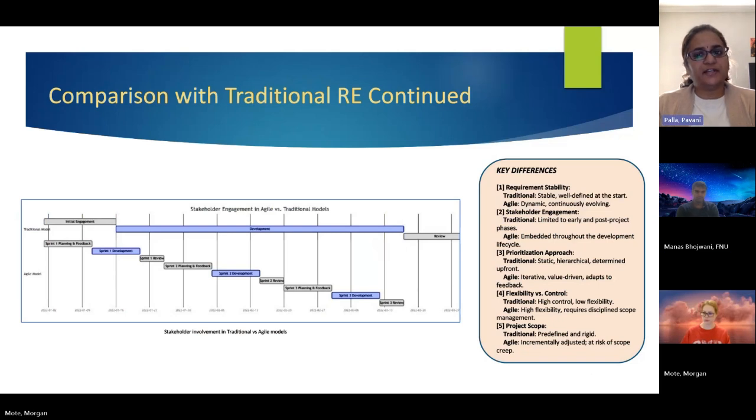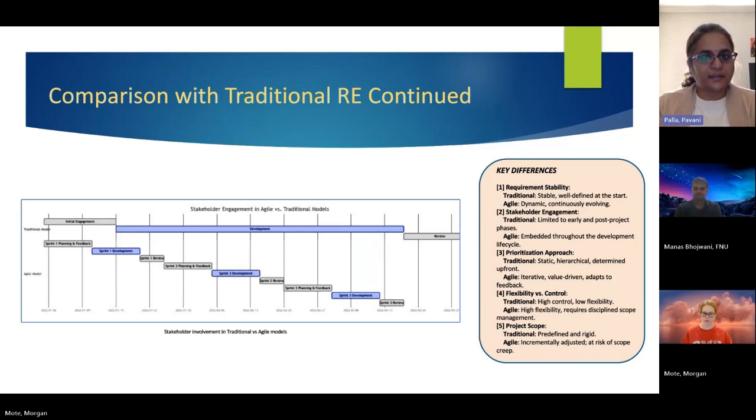The key differences between traditional and agile requirements management lie in adaptability and stakeholder engagement. Traditional approaches like waterfall feature a stable, predefined requirements document at the project's start. This upfront clarity provides a consistent development blueprint, offering high control and minimizing uncertainty during the project lifecycle. However, this rigidity makes traditional models less effective in responding to changes. Stakeholder engagement is limited to the initial planning phase and post-development reviews, often resulting in products that meet initial specifications but may fail to align with stakeholders' evolving expectations.